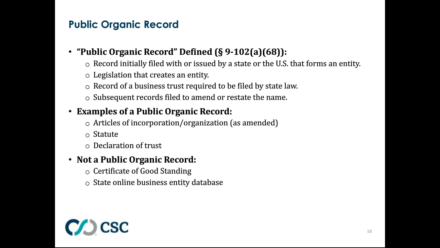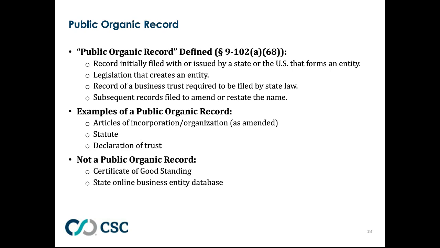Now, public organic record is defined in Article 9 as well, and it includes the record initially filed with or issued by a state or the United States that forms an entity. It includes legislation that creates an entity, a record of a business trust that's required to be filed under state law. It also includes subsequent records filed to amend or restate the name. Examples include the Articles of Incorporation, for example, a statute that forms a corporation. There are corporations formed by statute. And a declaration of trust that might need to be filed in order to comply with a statutory business trust law.